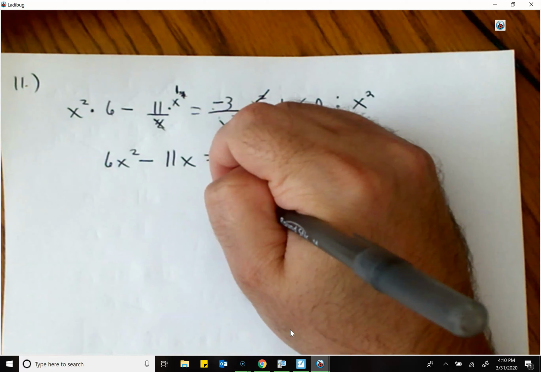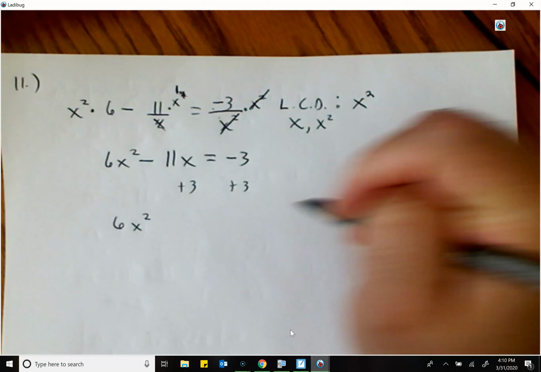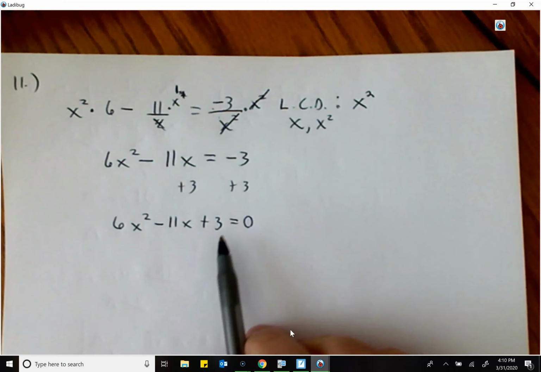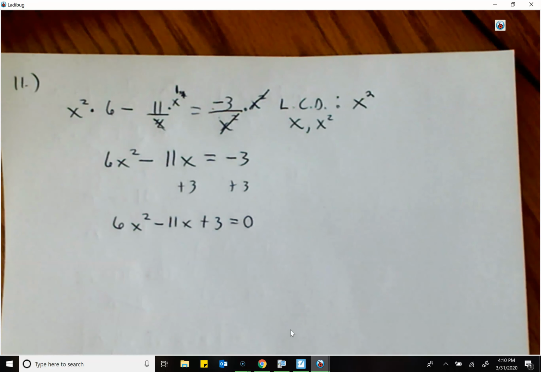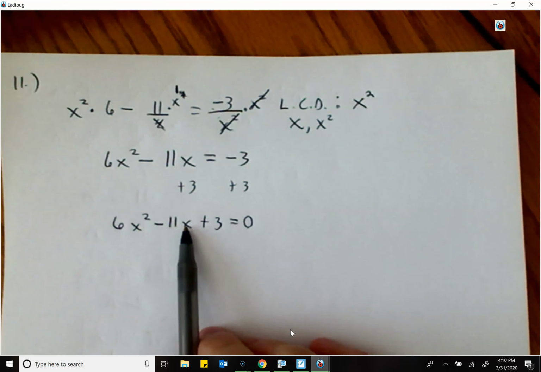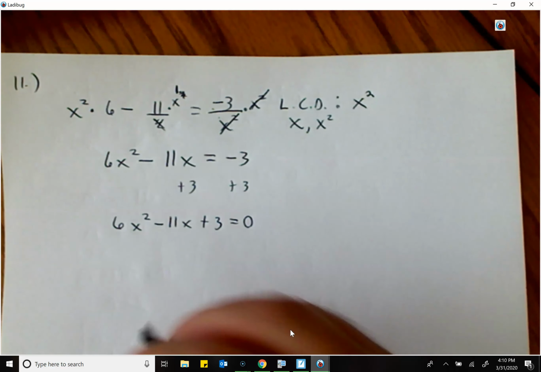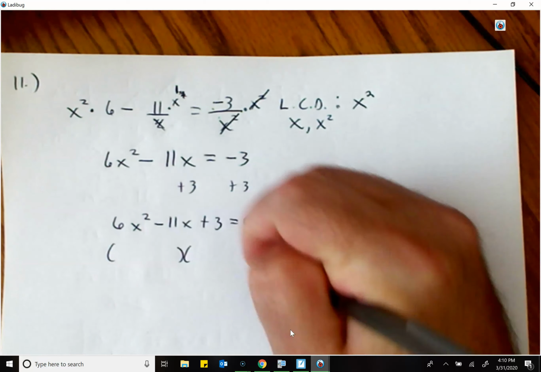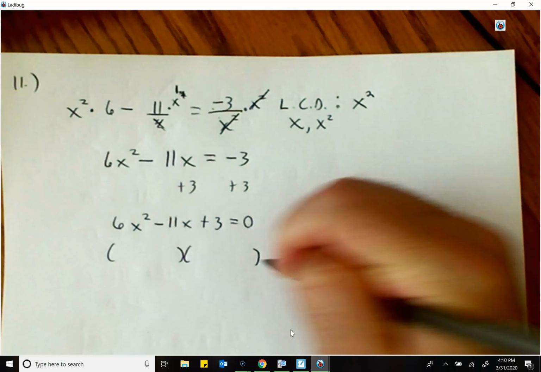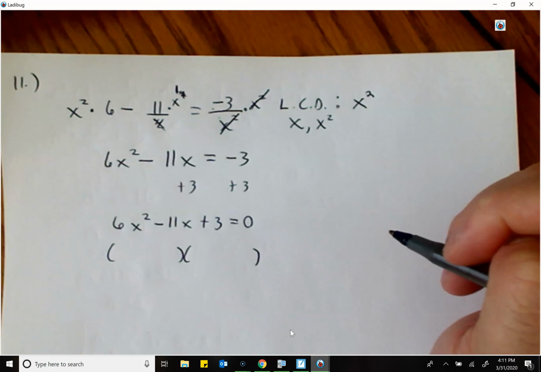So now we're going to add 3 to both sides. And that gives us 6x squared minus 11x plus 3 equal to 0. Because we have to be equal to 0 because we need to factor. This thing needs to factor. Okay? That's why we had to move the 3 over here, because we want to factor to solve. So when we factor this to solve, we're going to get the following information. So trying to work this thing out in my head.